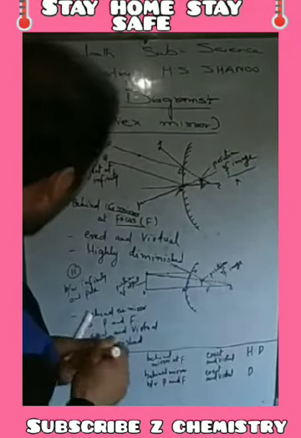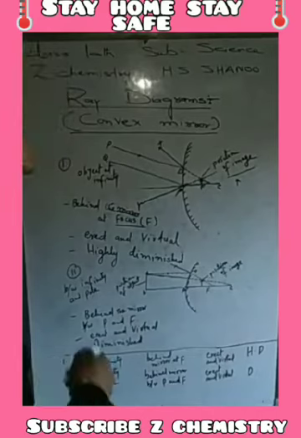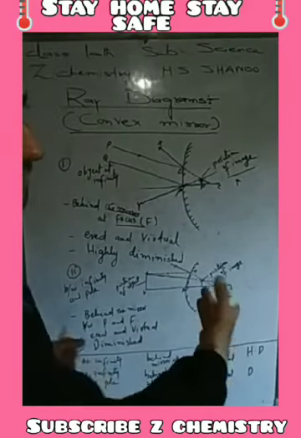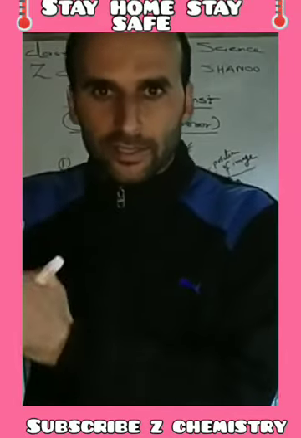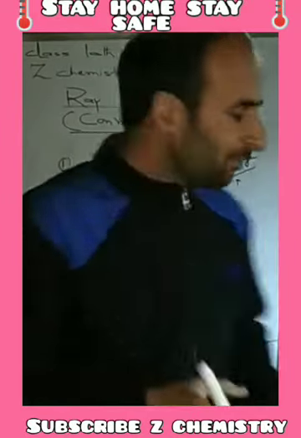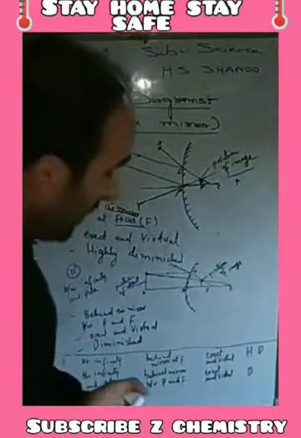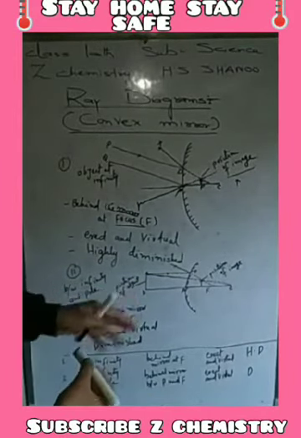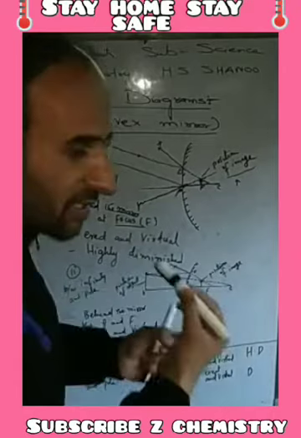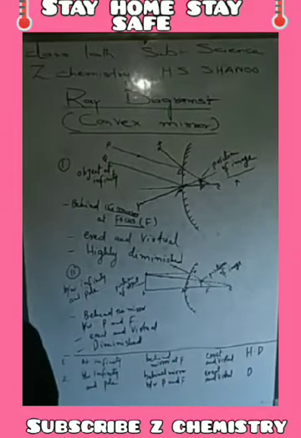In the second case, the object is kept between infinity and the pole of the mirror. Infinity is that position that cannot be obtained on the screen, or depicted on the paper, or on the plane. Hence, the infinity position is that position that cannot be shown on the screen.